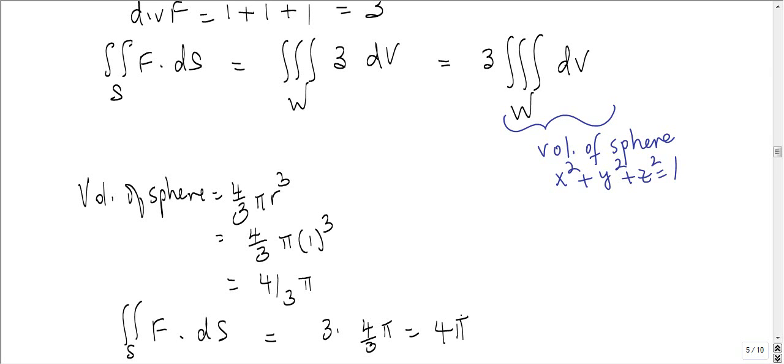I hope you see why the divergence theorem made this a lot easier. If I ask you now to go and do this using methods you learned in the last lecture, it will take you a longer time. Okay? All right. So that's that one.